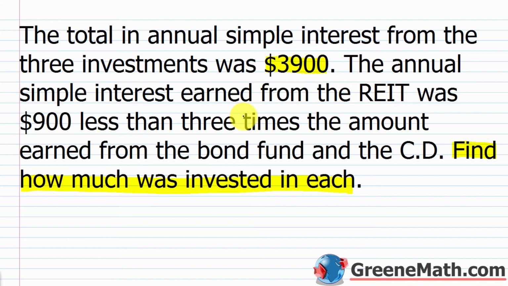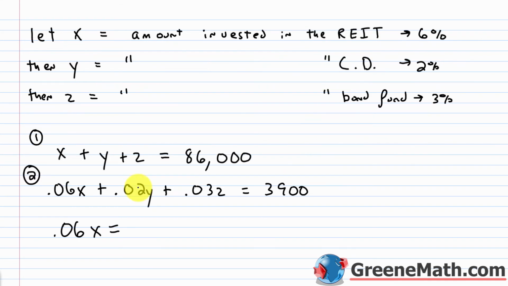In terms of setting up an equation, it means it's equal to, we have $900 less than 3 times the amount earned from the bond fund and the CD. So let's start with what's earned from the bond fund and the CD. Well, the CD and the bond fund we have with these two amounts. So we can put 0.02y plus 0.03z. Now it's 3 times this quantity, and it's 900 less than that. So subtract away 900. This would be my third equation.